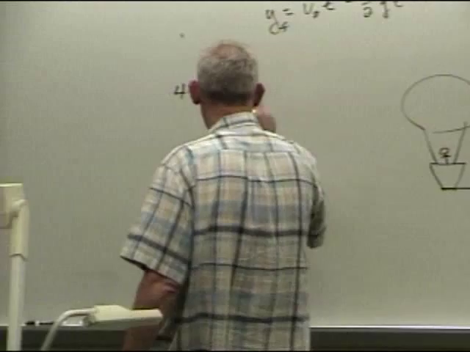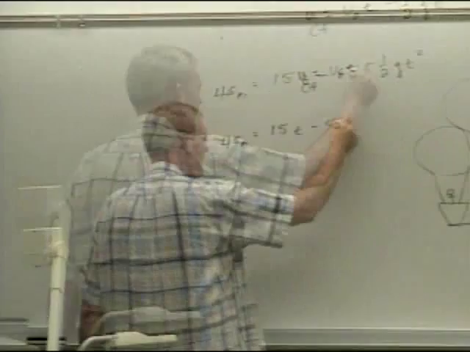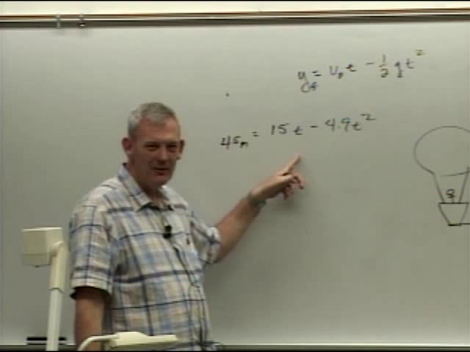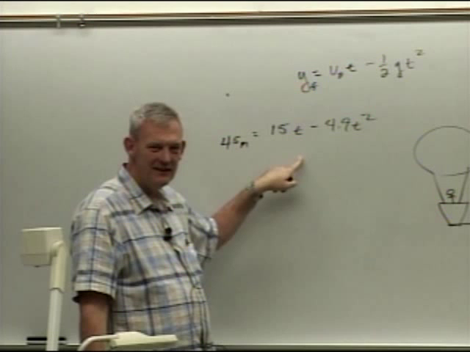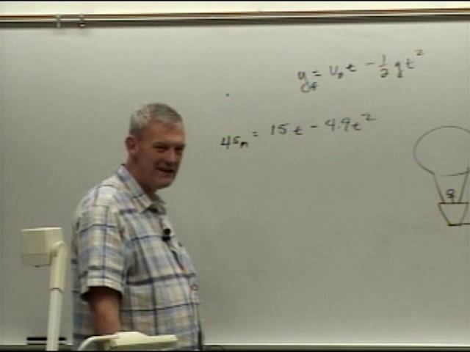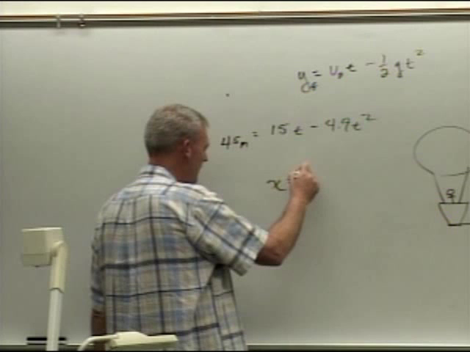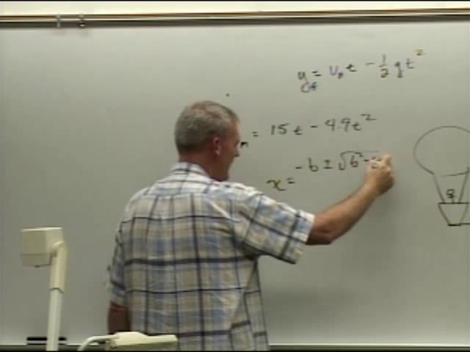This would be 15t minus 4.9t squared. Uh-oh. What do we have here? Nasty quadratic. Nasty, nasty quadratic. But it's not that bad. Quadratics aren't bad. You remember how to solve quadratics? Did y'all learn the minus b thing? x equals minus b plus or minus the square root of b squared minus 4ac, over 2a.